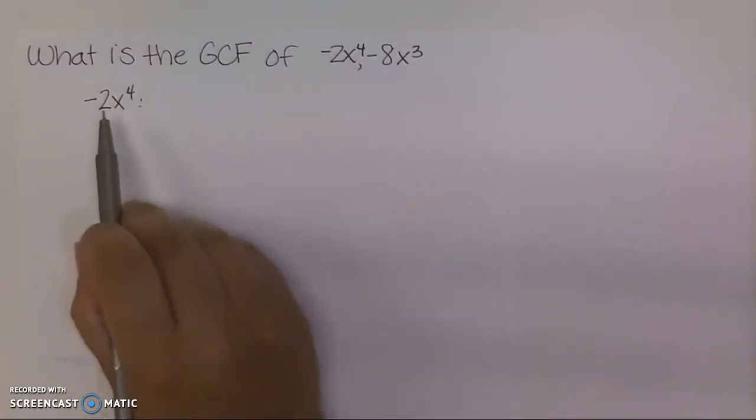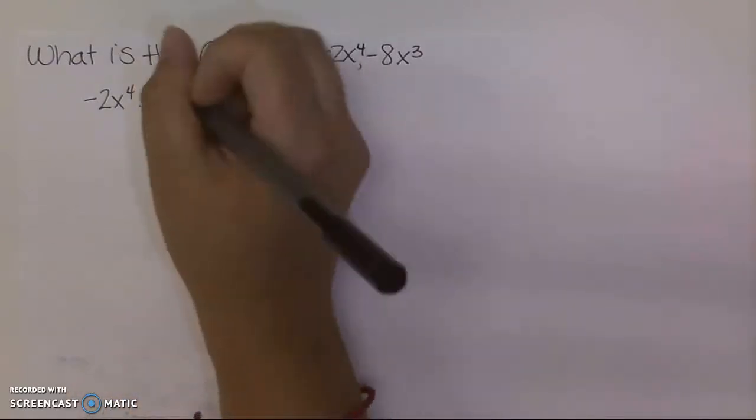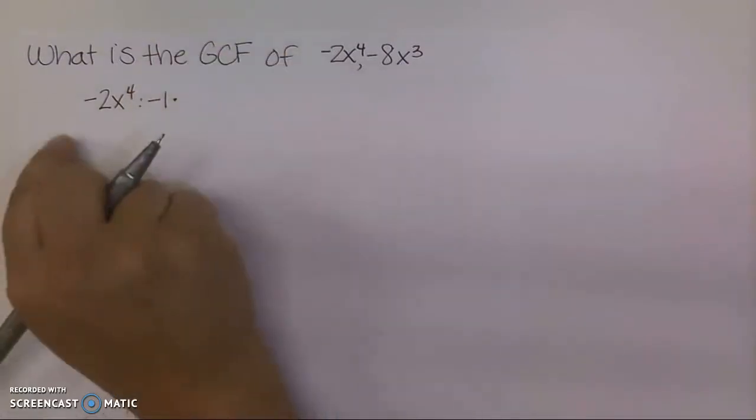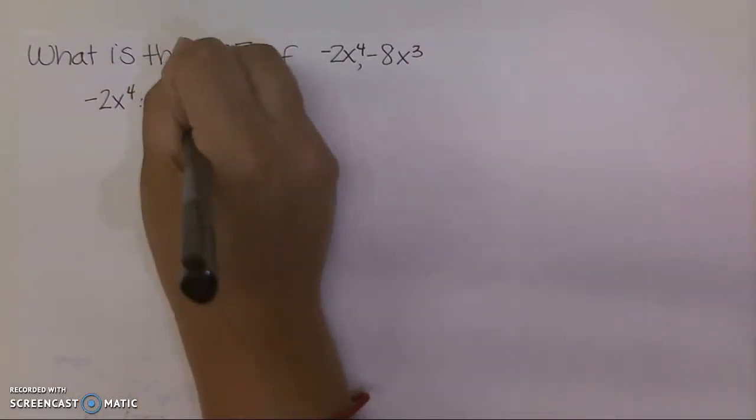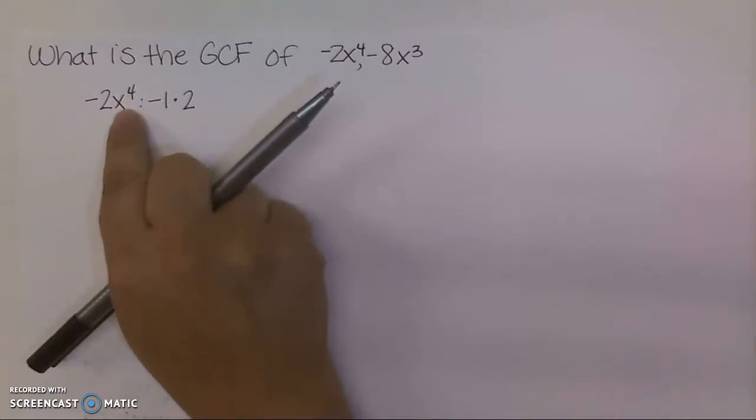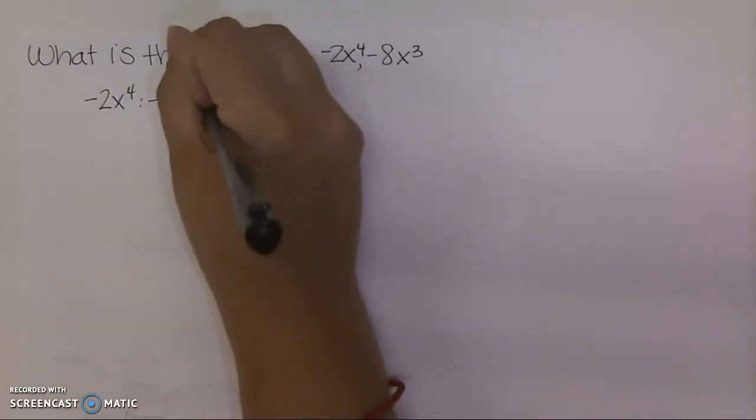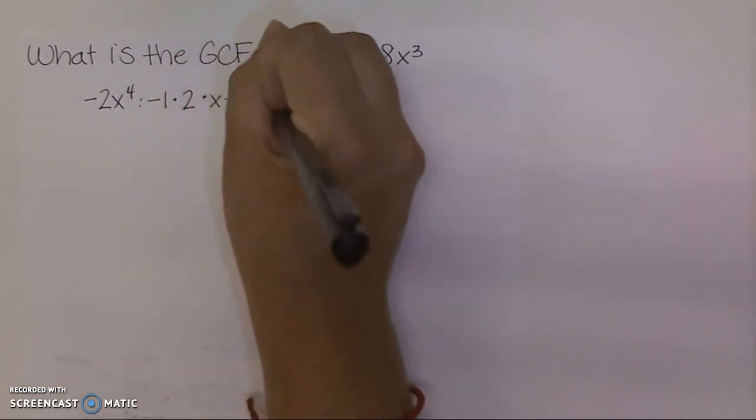If I were to break up -2x^4 into a product of its primes, it would be -1, because of the negative sign, times 2. And then I would need to expand the powers here. So x to the 4th means there are 4 x's.